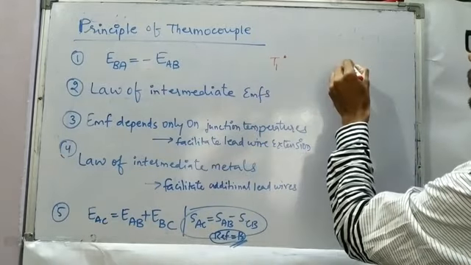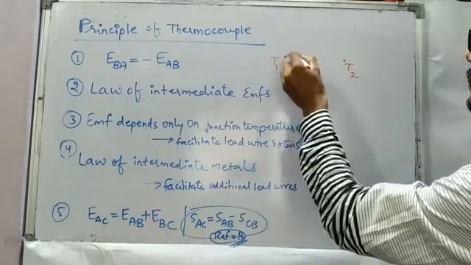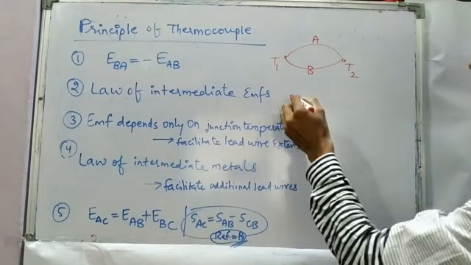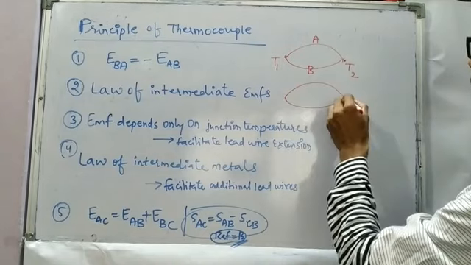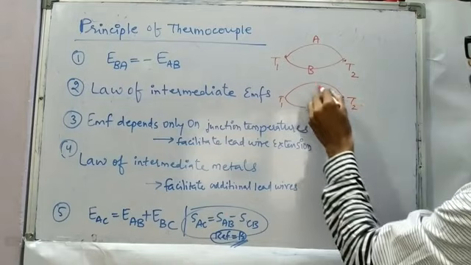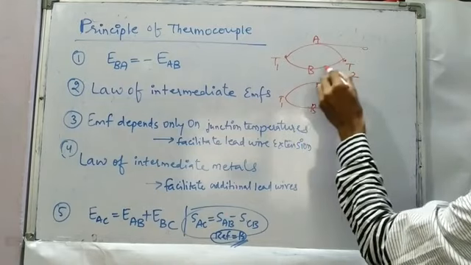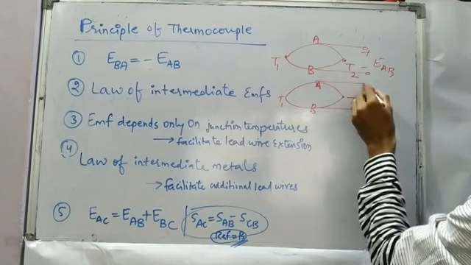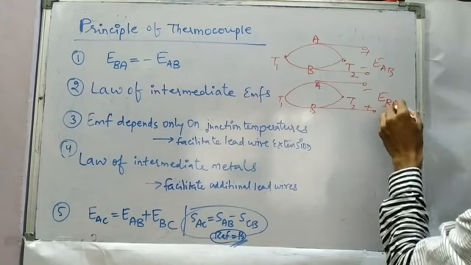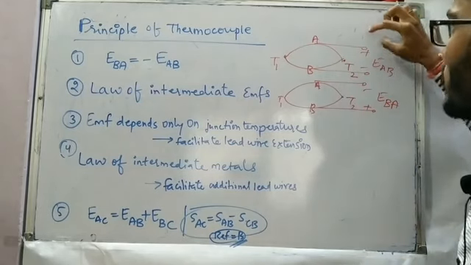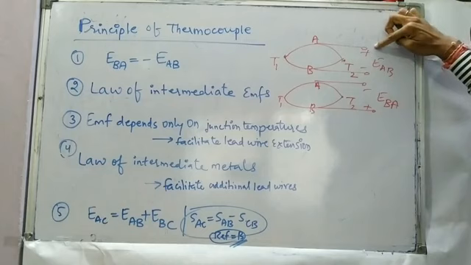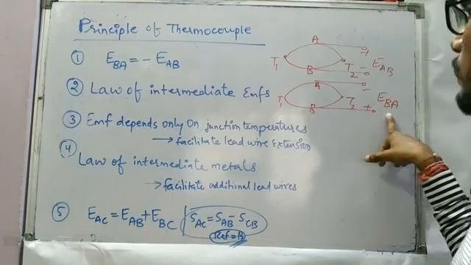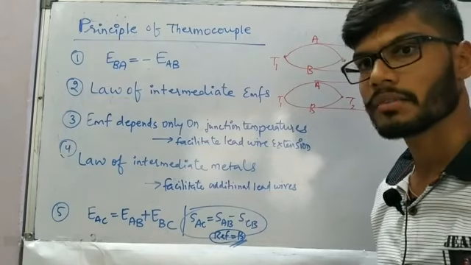If I am assuming two junction temperatures as T1 and T2, and I am using the metals A and B, and between the same two junctions, if I am making use of metals both as A and B only, but the voltage difference I am taking here as E of AB, but in this case the voltage difference I am going to take as E of BA. So the polarity I am going to reverse. In the previous case the A metal has the positive lead, and in the other case the B metal has the positive lead. So the voltage difference E of BA is going to be the negative of E of AB.